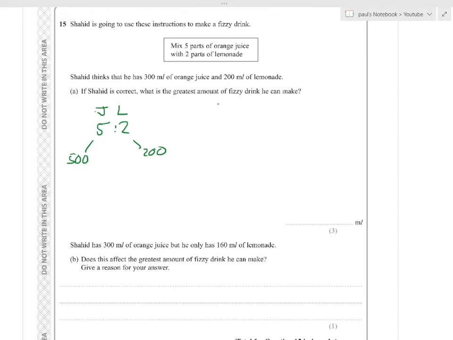So the most he can make is by using all the orange. So let's do juice, lemonade. So we've got 300, divide by 5, multiply by 2. So that's 60 times 2 is 120. So the most you can make is 420 mils of fizz.